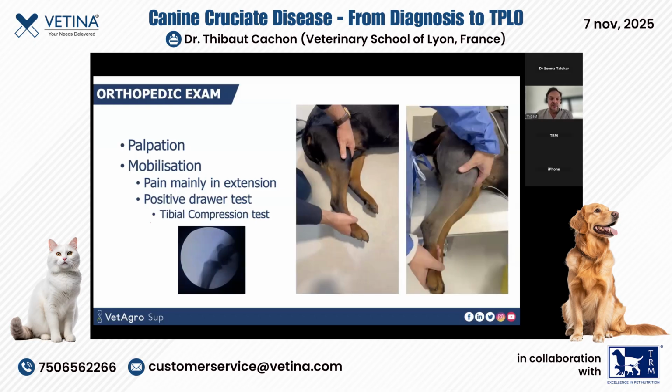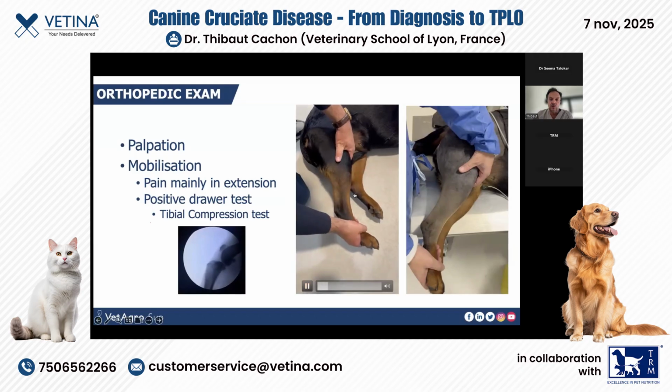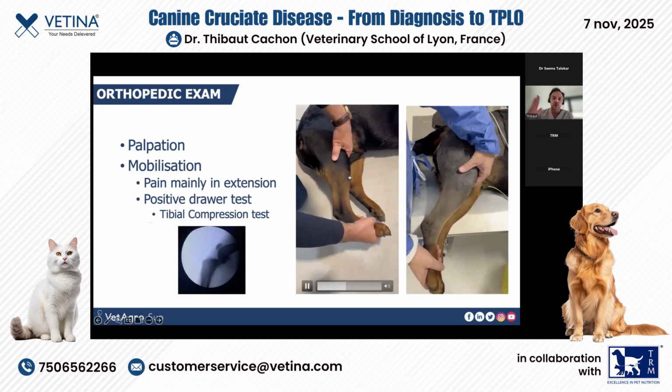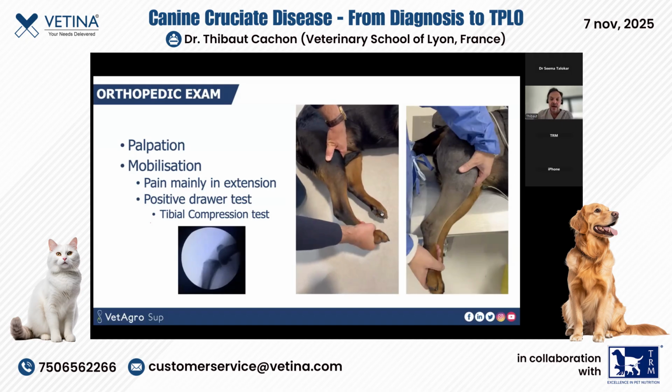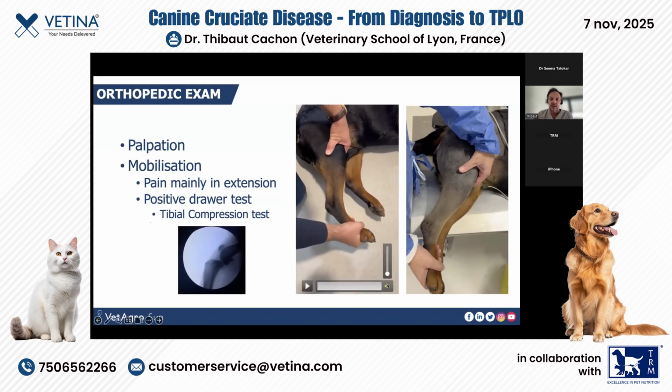The tibial compression test is also a very interesting test. You need to keep the dog with the stifle in a comfortable extension, and then you are going to flex the tarsus. And you can see that when you flex the tarsus, there is some drawer motion and there is some advancement of the tibial crest.